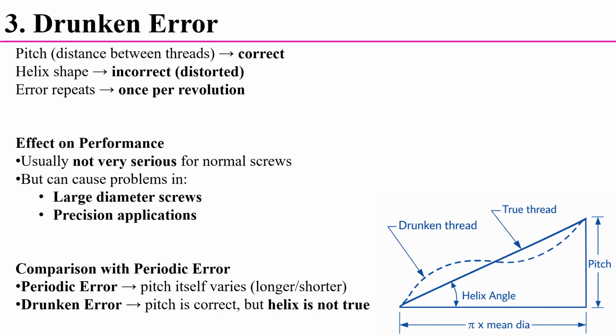Let's see the effect on performance if a thread has the drunken error. Usually these drunken errors are not very serious for normal screws, but they cause certain problems in large diameter screws and precision applications. Let's see the comparison with the periodic error. In the periodic error, the pitch itself varies; it may be longer or shorter. But in the drunken error, the pitch is correct but the helix is not true.